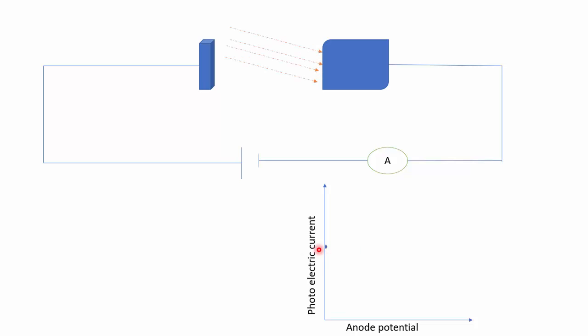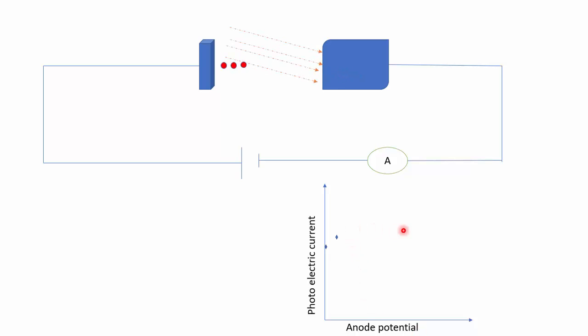Now when I increase this voltage further, there will be more attraction, and more electrons will come out. Let us say when I increase the voltage, 2 electrons come out. When more electrons come out, the current will be more, so you have a higher value of the photoelectric current. So when you increase the voltage, the current will increase.